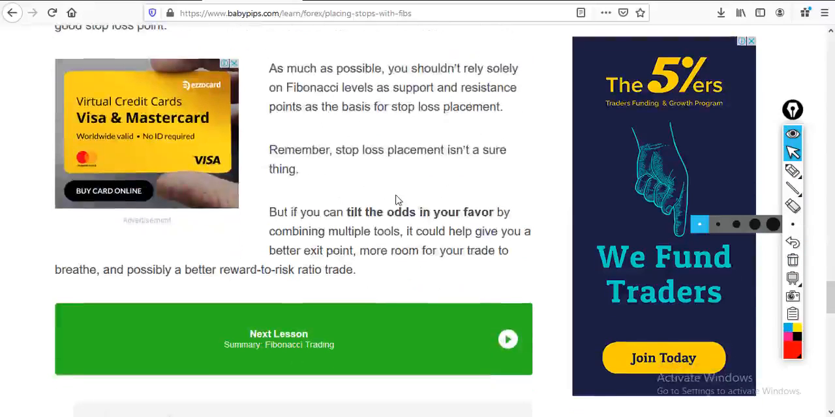There's actually no better way. But you can tilt the odds in your favor by combining all these tools we have discussed. They could give you a better exit point and more room for your trade. So in summary, what have we learned?